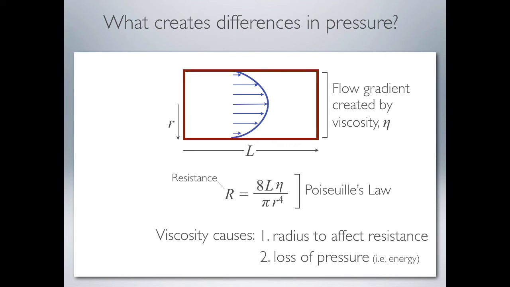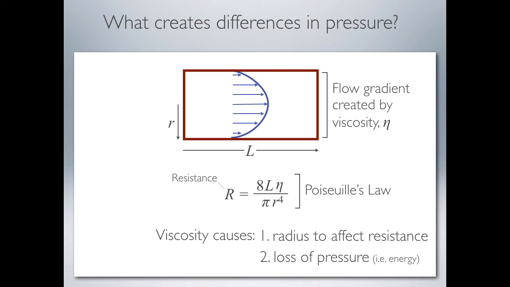Any questions about Poiseuille's law? Yeah, question? So what's L again? L is the length of the vessel. Right? It's this distance here, from that edge to that edge. Any other questions?